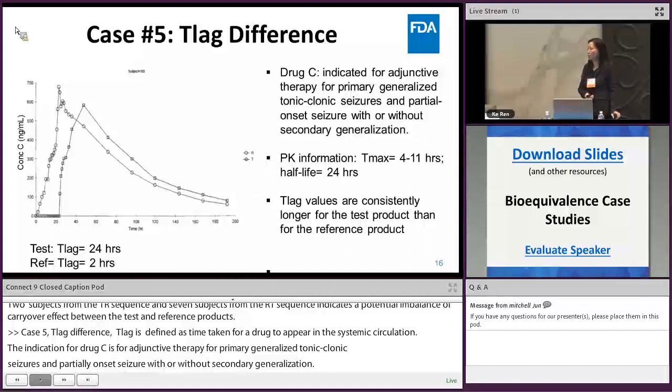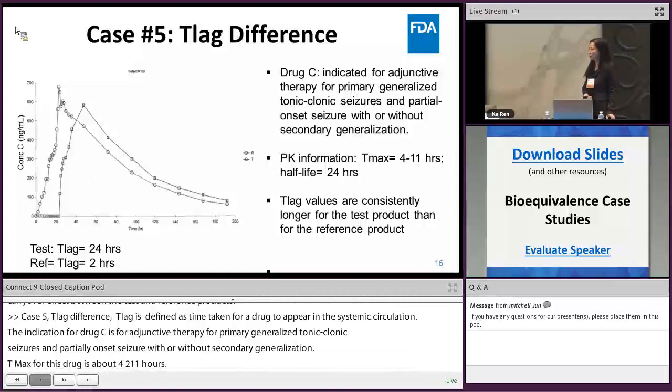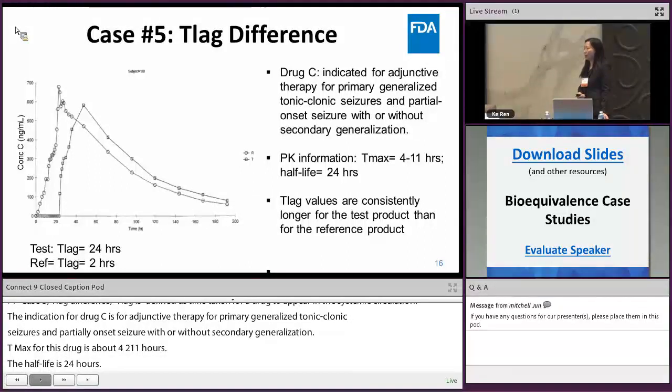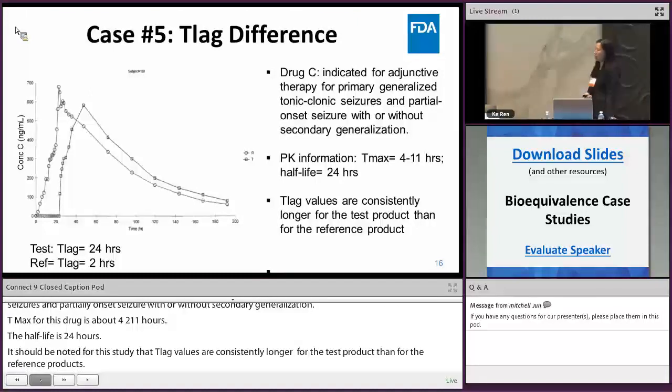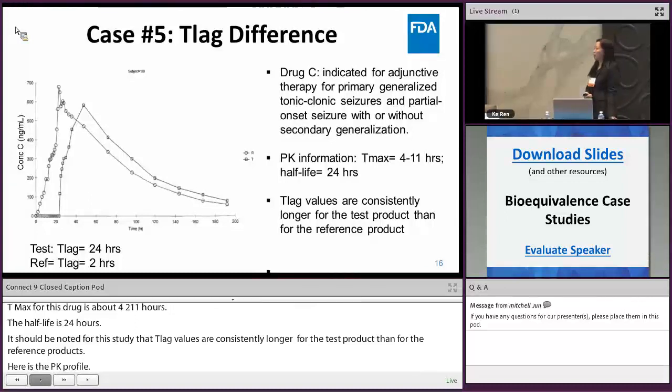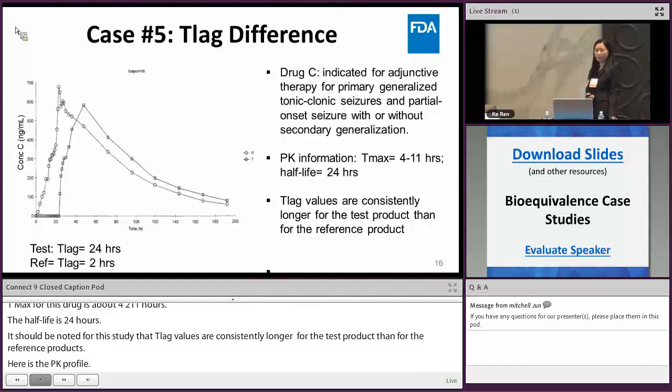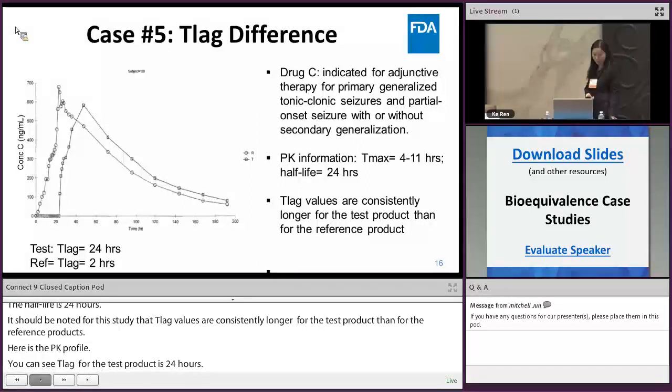It should be noted, for this study, Tlag values are consistently longer for the test product than for the reference product. Here is the PK profile for one of the subjects. You can see the Tlag for the test product is 24 hours. The Tlag for the reference product is 2 hours.